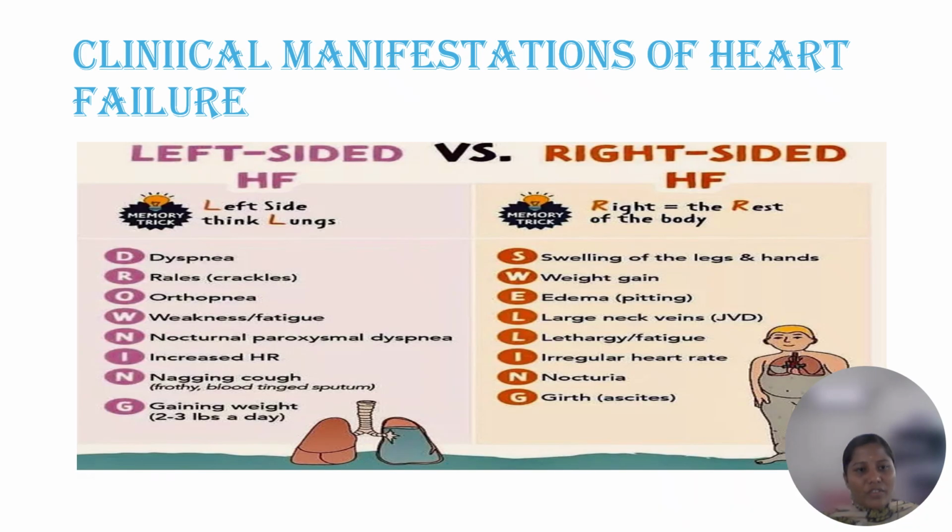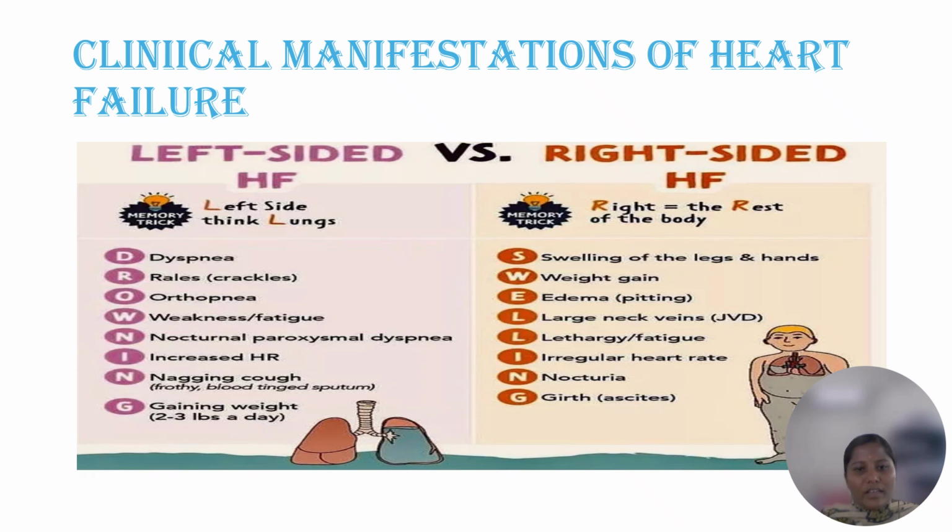Clinical manifestations of heart failure: left side heart failure and right side heart failure. For left side heart failure the mnemonic is DROWNING: D for dyspnea, R for rales, O for orthopnea, W for wheezing, N for nocturnal paroxysmal dyspnea, I for increased heart rate, N for nagging cough, and G for gaining weight.